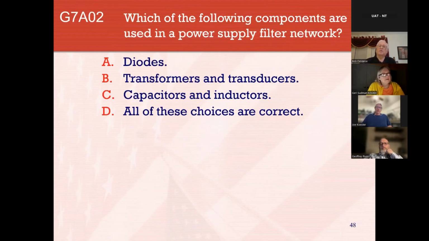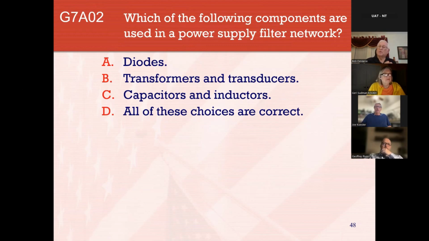Which of the following components is used in a power supply filter network? Now, filter, we're talking about those components that are past the diodes and all those things that were making the conversion from AC to DC. Now we want to filter that pulsating DC that came out. So we're not going to use diodes. That was used to create this pulsating DC.